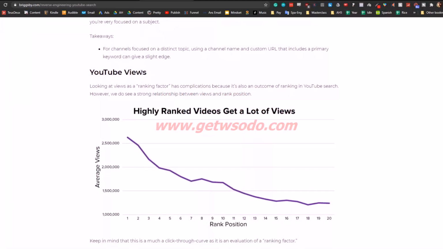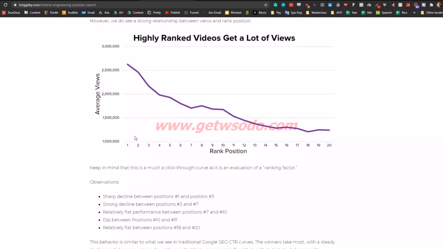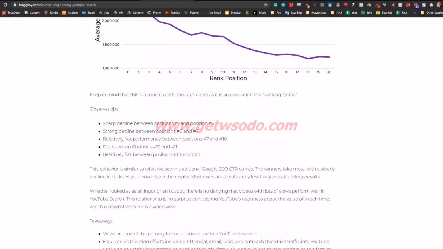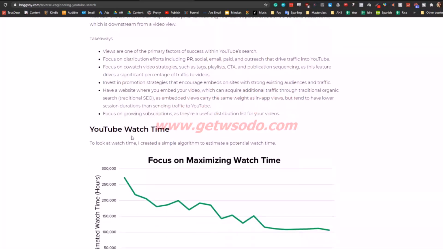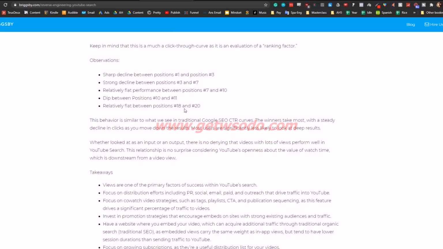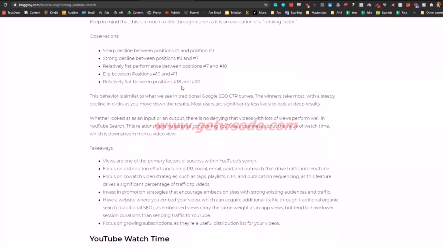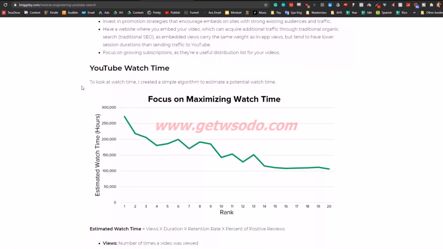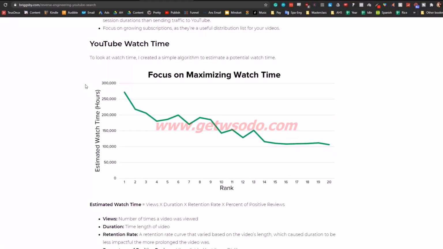So YouTube views, let's look at that. Looking at views as a ranking factor, we can see that the more views, the more likely you are to get highly ranked on YouTube. So observations, let's look at this. Now there's a lot of things. Sharp decline between positions 1 and position 3. Strong decline between positions 3 and 7. Relatively flat performance between positions 7 and 10. Well, this isn't really that important right here.